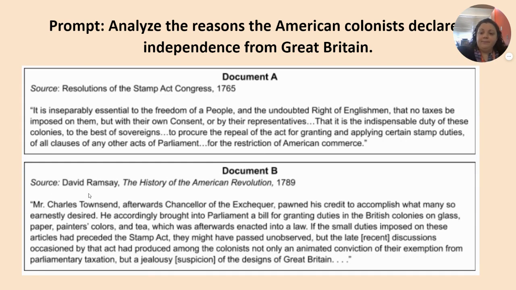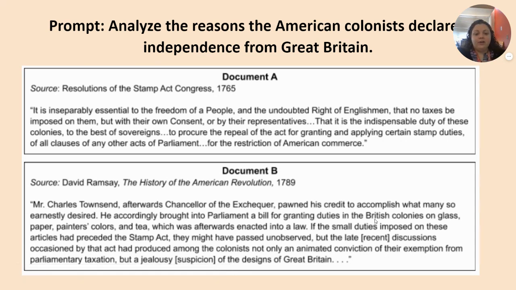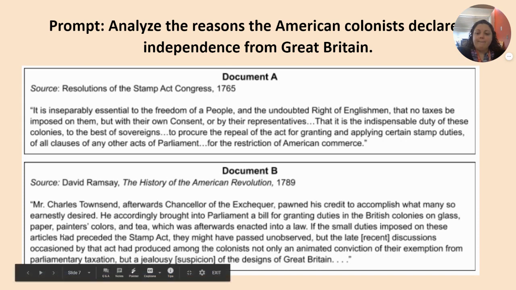Then we have document B, David Ramsay, The History of the American Revolution, 1789. So this is post-revolution. So Mr. Charles Townshend, that name should ring a bell, Townshend. Afterwards, Chancellor of the Exchequer, pawned his credit to accomplish what many so earnestly desired. He accordingly brought into Parliament a bill for granting duties in the British colonies on glass, paper, painter's color, and tea, which was afterwards enacted into law. So that's the definition of the Townshend Act.